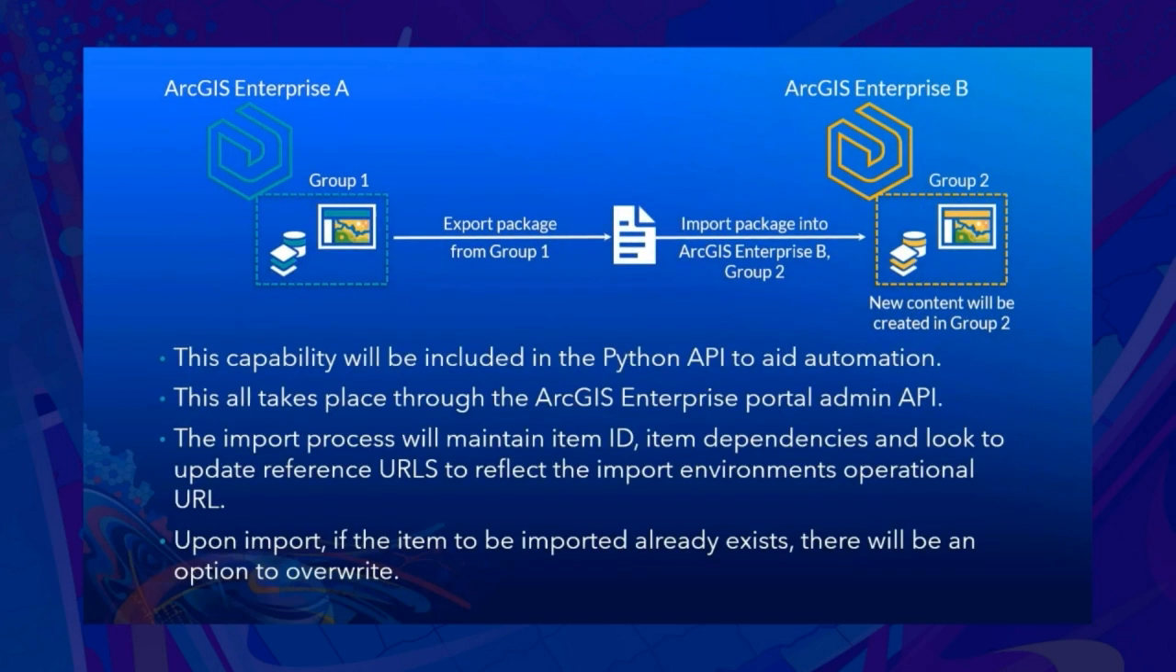This new feature is great if you're moving content between development to staging to production environments. You can even use it to move content between two disconnected environments. And even though this all takes place through the portal admin REST API, this capability is included in the Python API to aid in automation. Upon import, if the item to be imported already exists, there will be an option to overwrite.